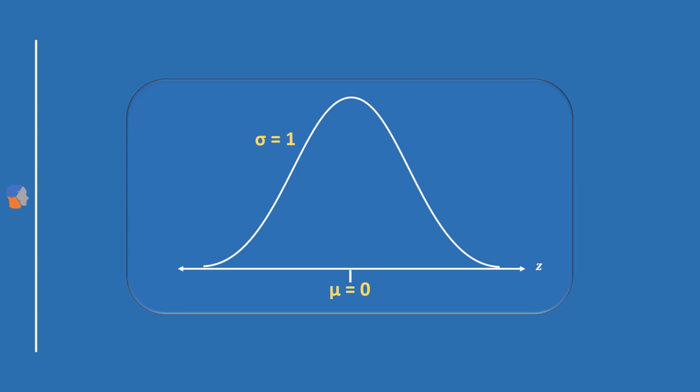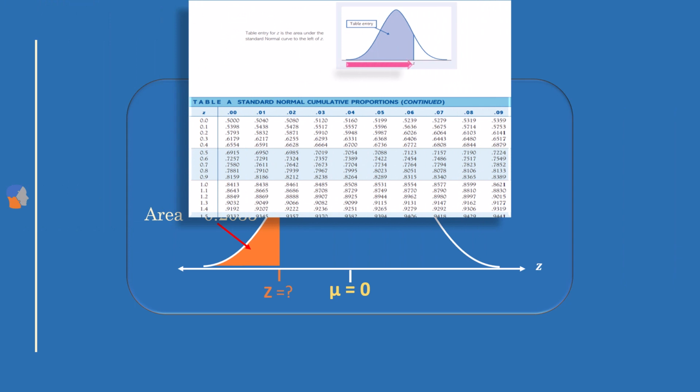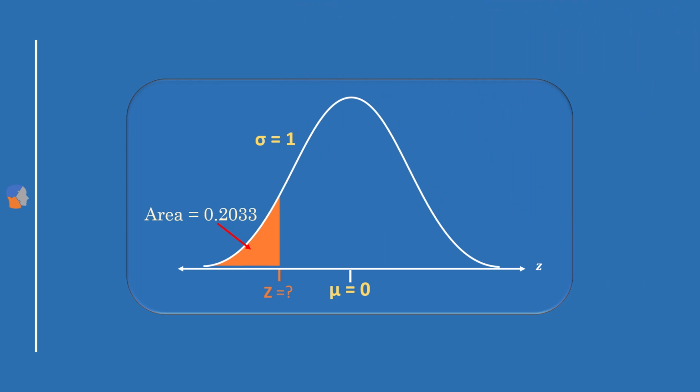Example 1. This is the standard normal density curve. The area from the left corner is given as 0.2033. The next step is to determine the corresponding z value. First, we need to check if we can use the z table directly in our case. Can we? Yes. Why? We have the area from the left corner, and also, the z table gives the area from the left corner. Therefore, we can use the table directly.